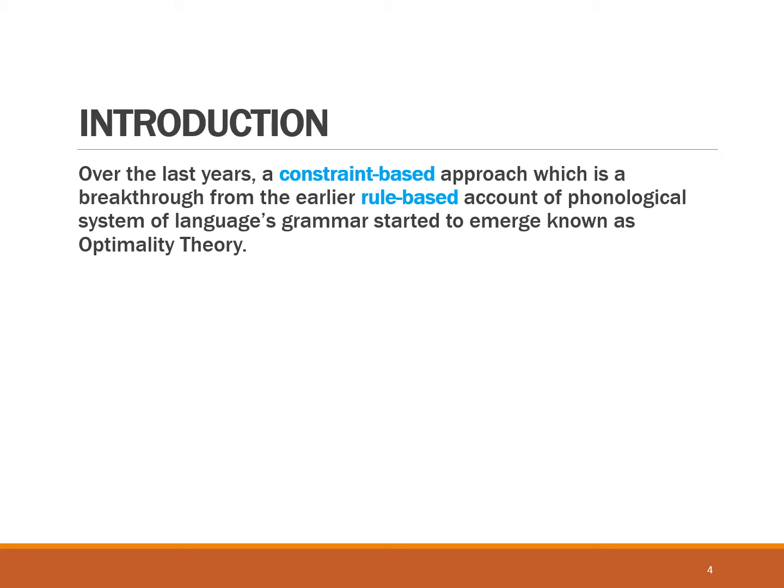So if they are ordered, that means if rule A operates first and then rule B comes, the output of rule A behaves as the input to rule B if they are linearly ordered, as presumed by generative grammar.